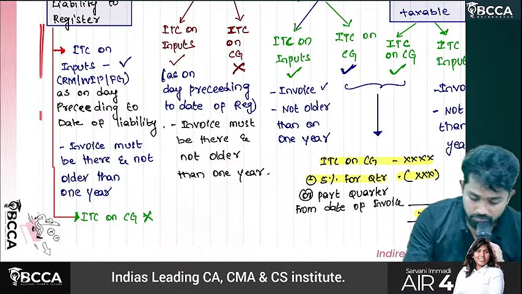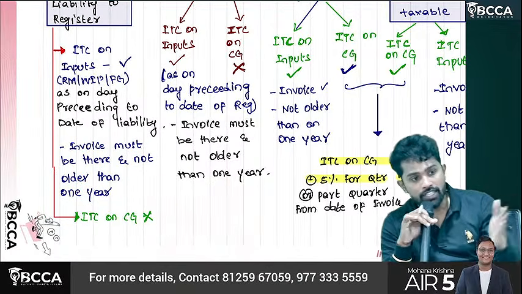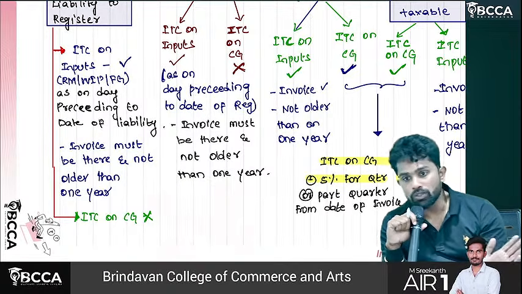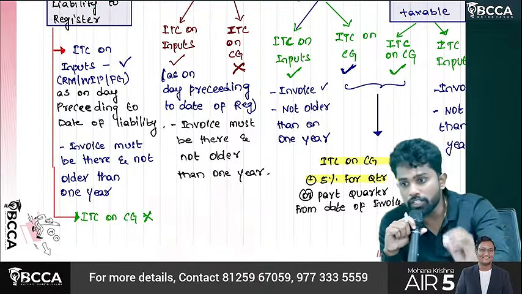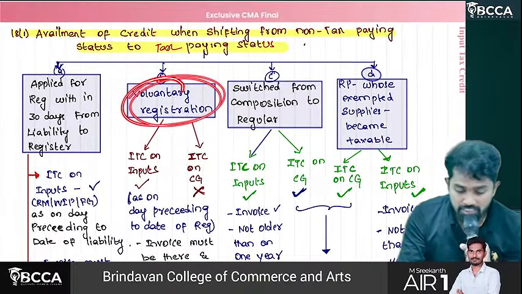Okay. Then capital goods. Sir, at the time when he is unregistered, he might have purchased some capital goods also. But on capital goods, he cannot avail ITC even once he becomes registered. Only on inputs it is available. Understand, sir?